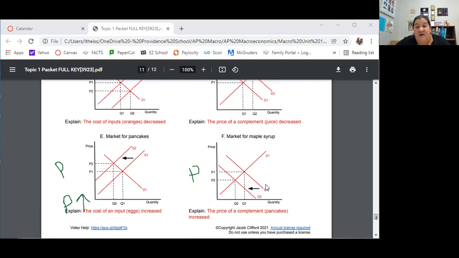There it is. What happened to my price? In this instance, the price dropped. Why did the price drop? Because the price of a complementary good, pancakes, increased. So you have to take the information that you get about price from the previous graph and apply it, knowing what that change in price does to the next situation.